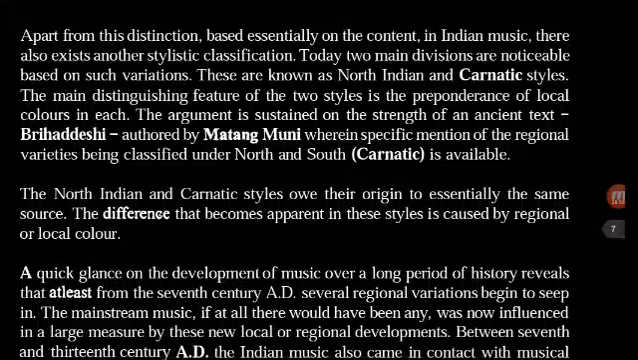Apart from this distinction based essentially on the content, in Indian music there also exists another stylistic classification. Today, two main divisions are noticeable based on such variations. These are known as North Indian and Carnatic styles. The main distinguishing feature of the two styles is the preservation of local colors. The argument is sustained on the strength of an ancient text, Brihadeshi, authored by Matang Muni, wherein specific mention of regional varieties being classified under north and south is available.